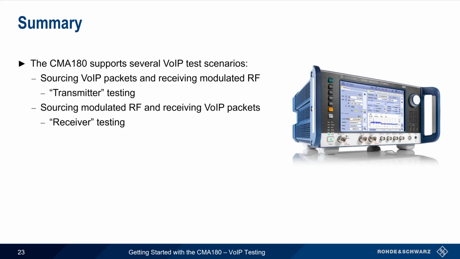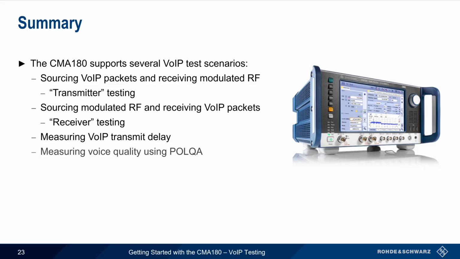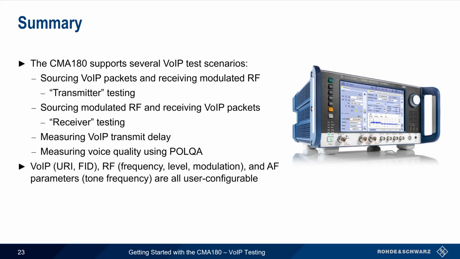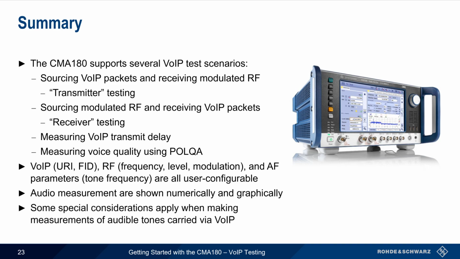Two additional types of VoIP-related tests are measuring the transmission delay through a VoIP-enabled radio, as well as measuring voice quality using the ITU-T POLQA speech quality algorithms. These are both covered in separate presentations. For all of these scenarios, the VoIP, RF, and AF parameters are all user configurable, and audio measurement results are shown both numerically and graphically. And finally, we briefly touched on some of the special considerations with regards to single-tone testing of VoIP-enabled devices. This concludes our presentation, getting started with the CMA180 VoIP testing.